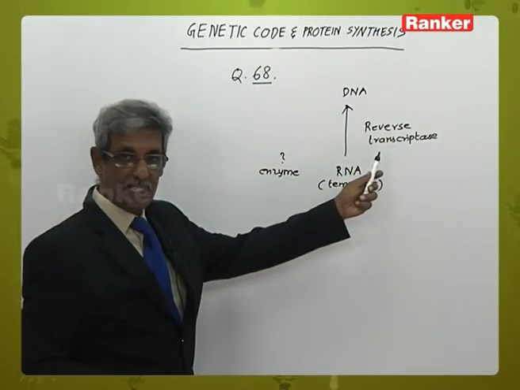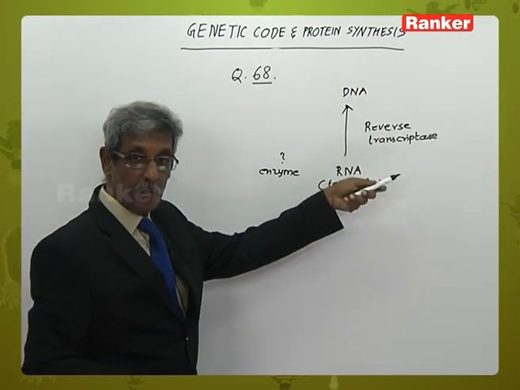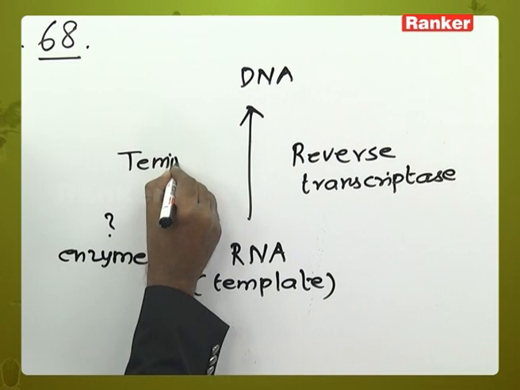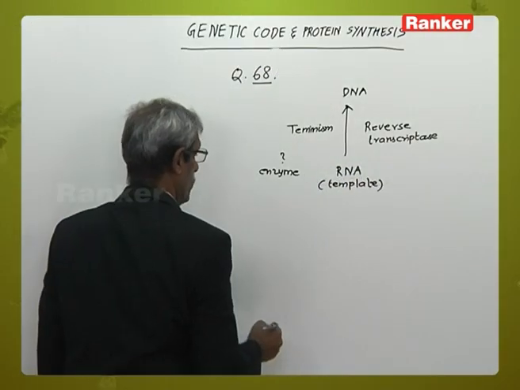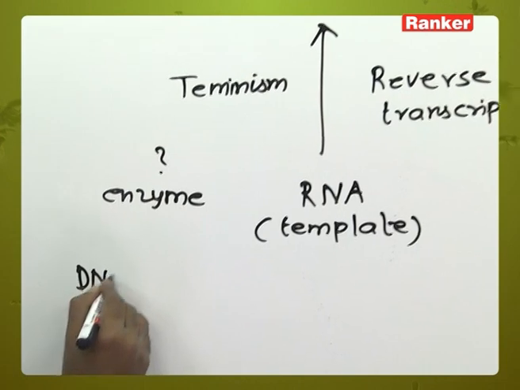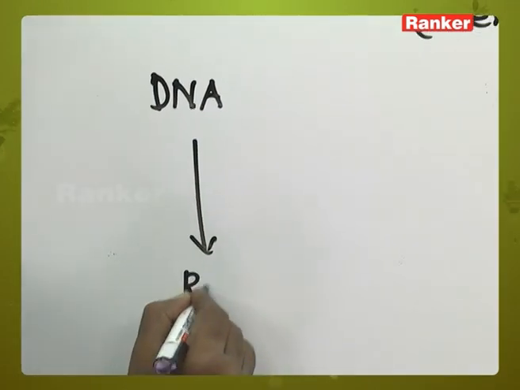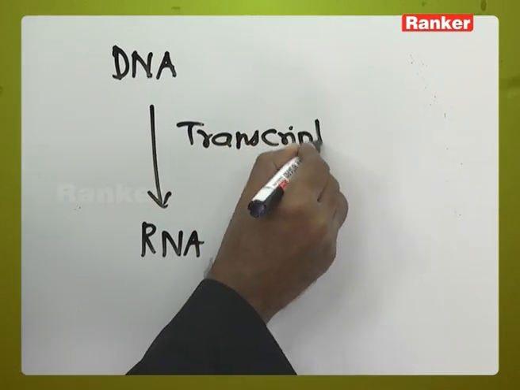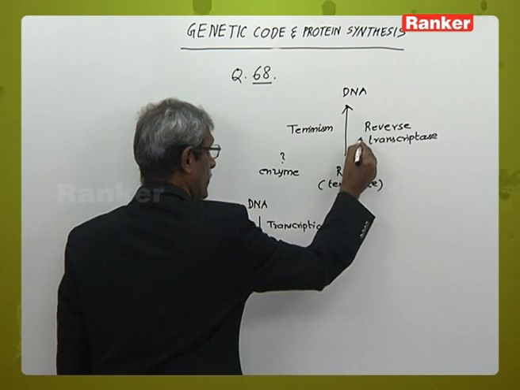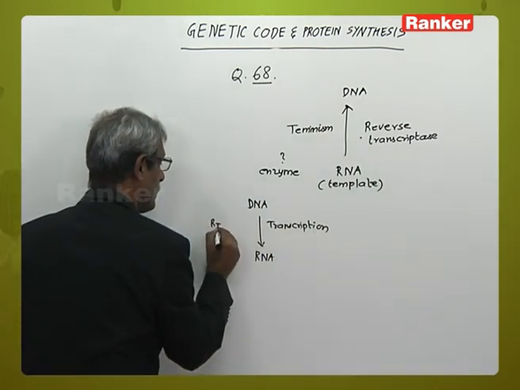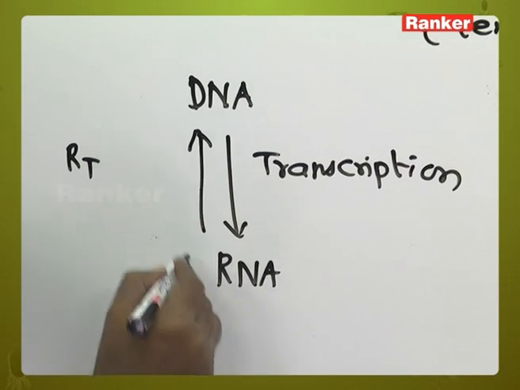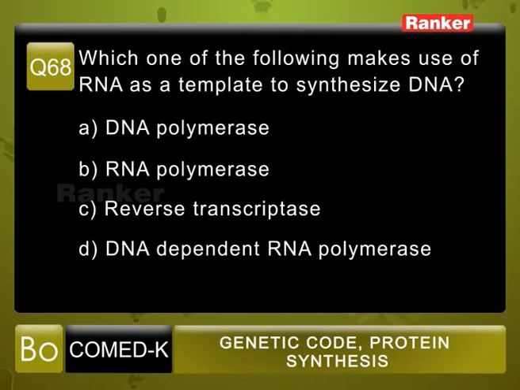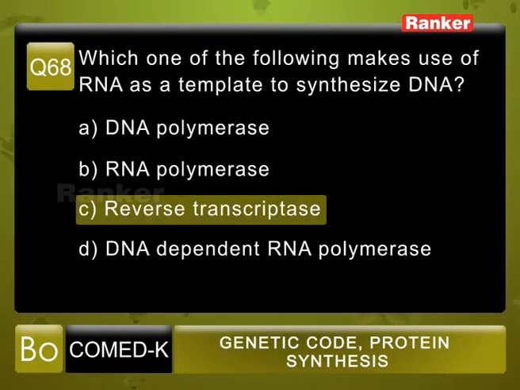Because the entire process of transcription is reversed, which occurs in cancerous cells, it is otherwise termed as teminism. So normally you have the DNA making the RNA, which is called transcription, whereas in the presence of a reverse transcription enzyme, the opposite is true. RNA acts like the template and it synthesizes a DNA strand. The answer is C, reverse transcriptase.